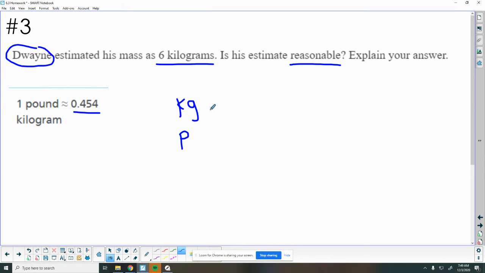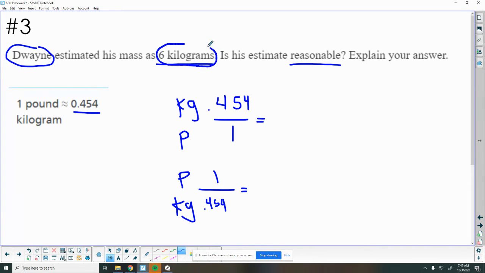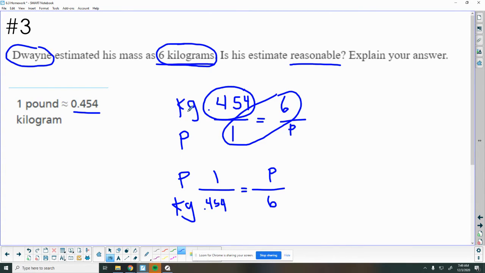So here we know that 0.454 kilograms is 1 pound. And you can totally set it up the other way. You can say that 1 pound is 0.454 kilograms. We will do the same thing as long as we match everything up. So we know we have 6 kilograms. I'm going to match that up with my 6. So I'm looking for my pounds. So here I would do 6 times 1 and divide by 0.454.